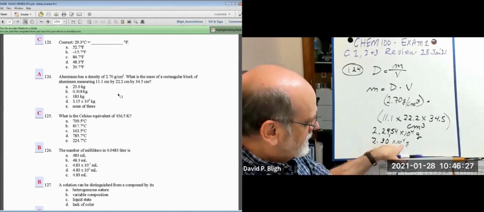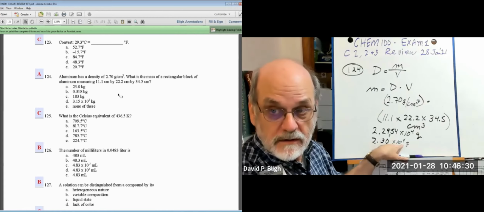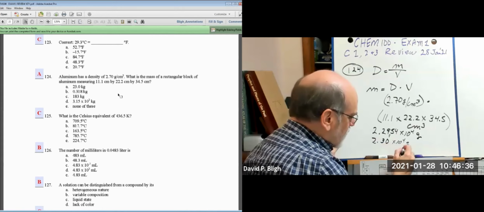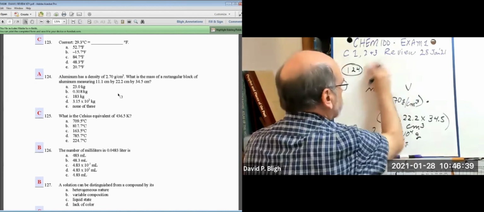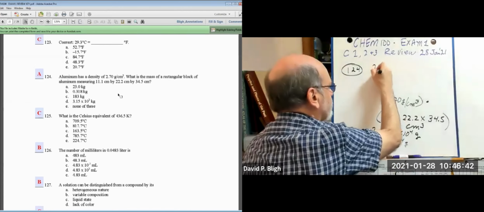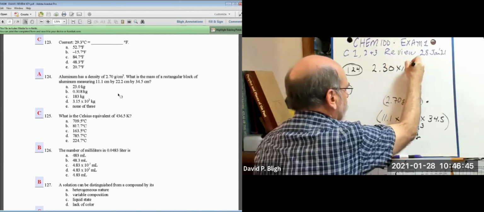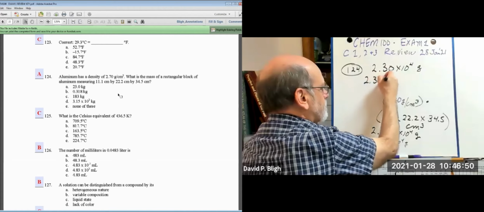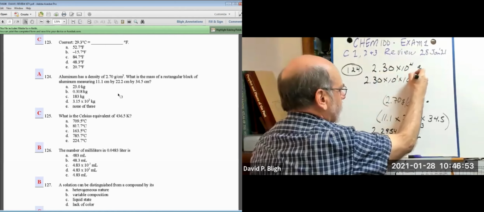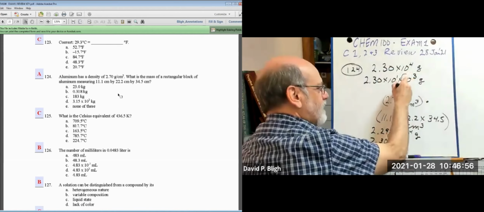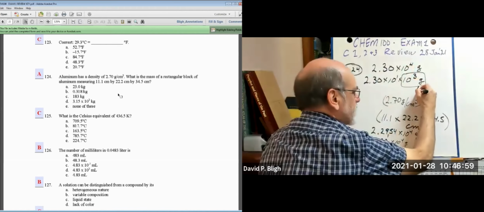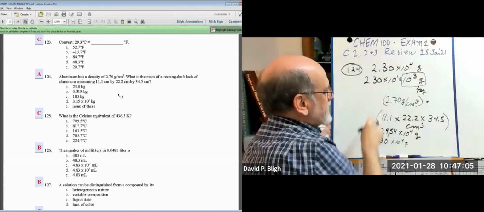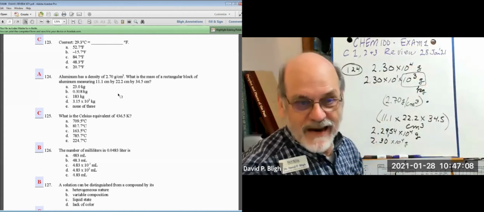Well, 1,000 grams is a kilogram. So if we change the units to kilo, we take this much, let's write it up here. We take 10 to the third out of that. And that becomes kilograms. Right? 10 to the third grams. So now we have 2.30 times 10 to the first power. Is that one of your answers?